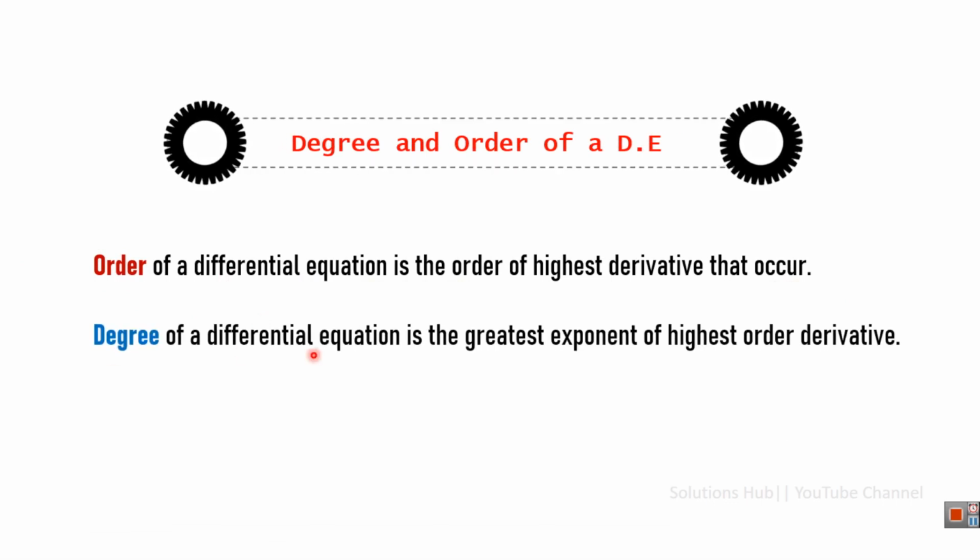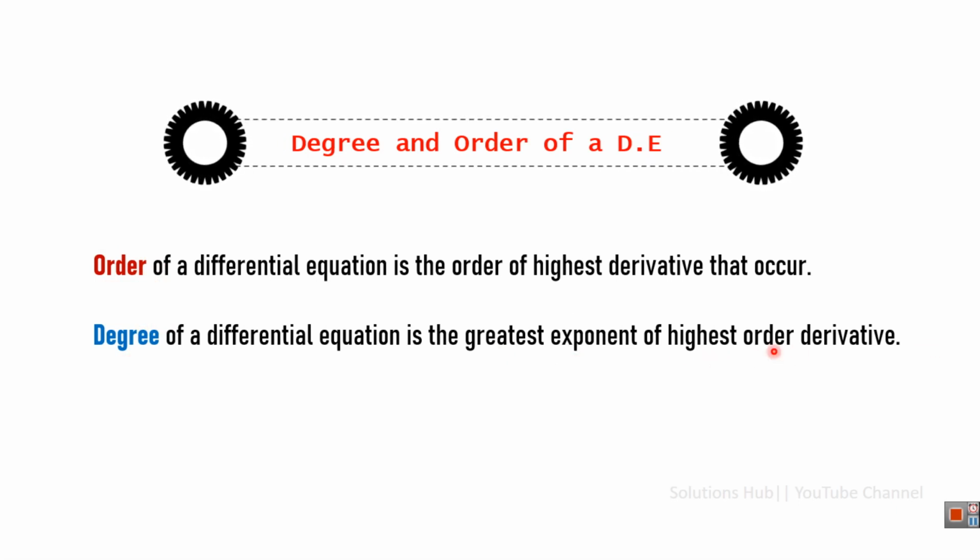The degree of a differential equation is the greatest exponent of the highest order derivative. So degree is somewhat dependent on order. We have to find the order of the differential equation first, and for that particular order of derivative we will identify its exponent. That exponent will be called its degree. So the degree of a differential equation is basically the greatest exponent of the highest order derivative.